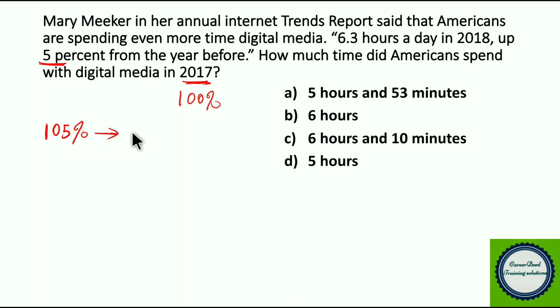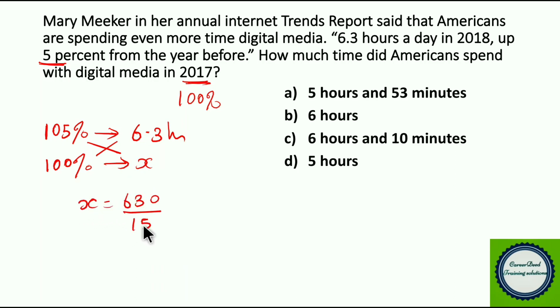So you can equate this 105% equal to 6.3 hours. So if 105% is 6.3 hours, then what is 100%? X. So just use the cross multiplication, you get the value of x equivalent to 630 upon 105. While solving, you get 6 hours. So what you exactly need is how much time did Americans spend with digital media in 2017. So in 2017 it is 100%, and you found the 100% is equivalent to 6 hours. So this becomes our answer.